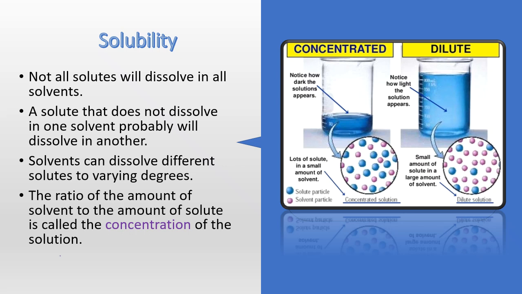So what we're going to talk about is the concentration of a solution. And the concentration of a solution, you can see in the picture there, describes how much of a solute is dissolved in a solvent. So a solvent that has a lot of the solute dissolved in it, for instance, if you had just a small glass of water and you poured a lot of salt in it and you stirred it up till all that salt dissolved, that would be a concentrated solution.